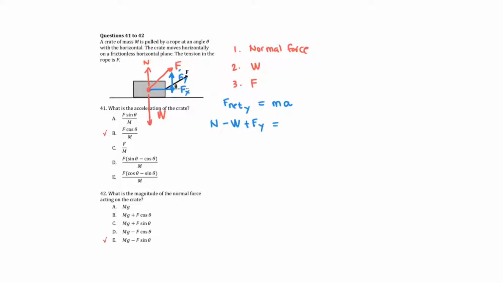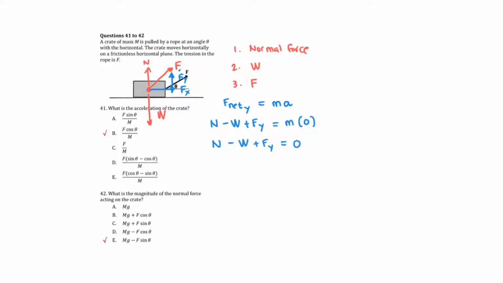Since our object is not moving up or down, that is just equal to mass multiplied by 0, because the acceleration is 0. The object is not moving in this case. Rewriting this, we have the normal force minus the weight of the object plus the y component of tension, equal to 0.